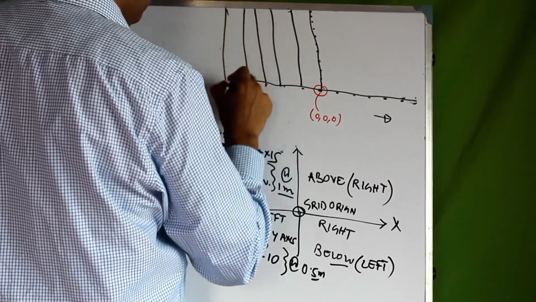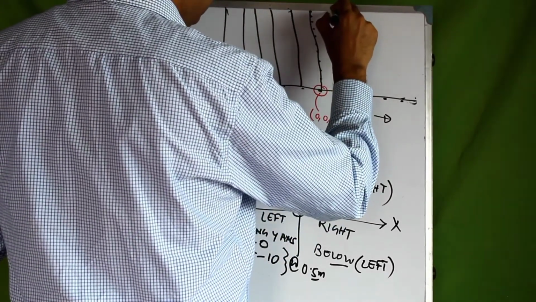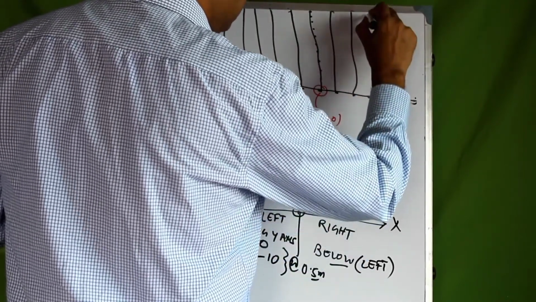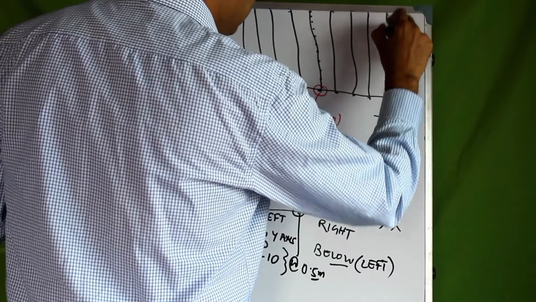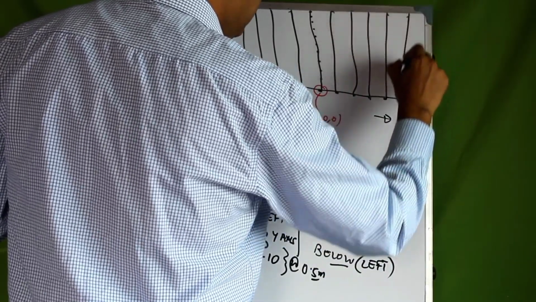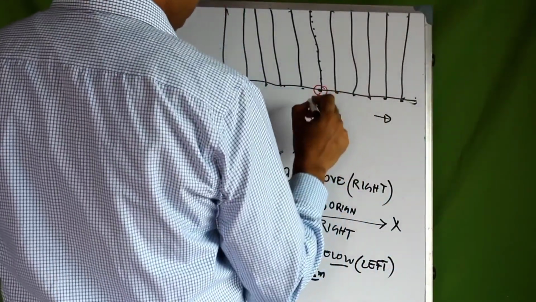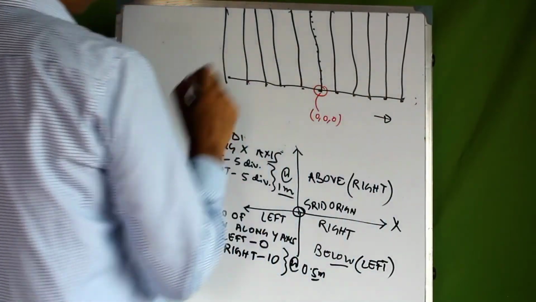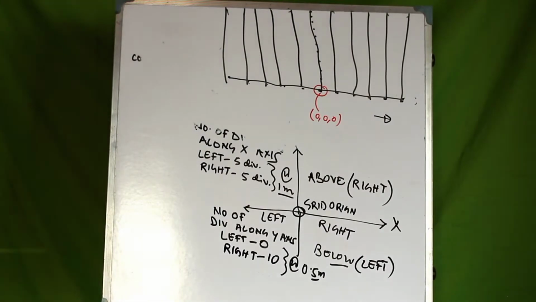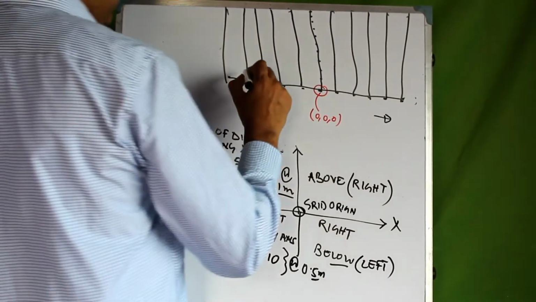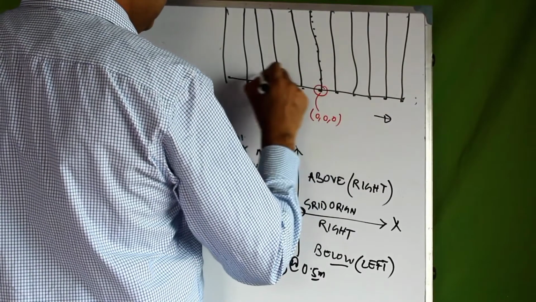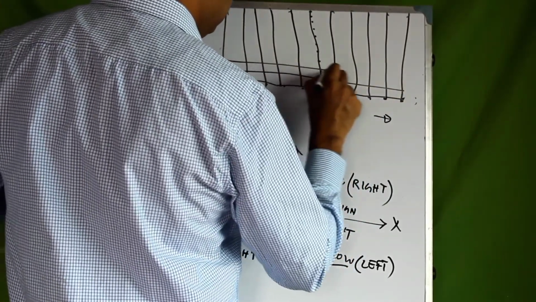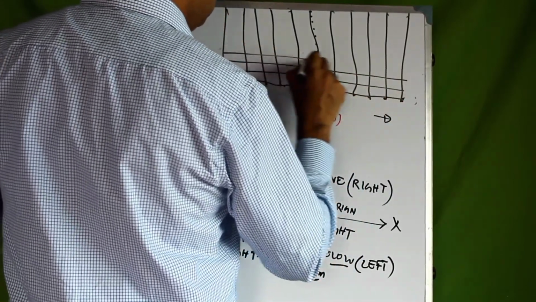You have to remember what a grid is, by the way. The grid is nothing but imaginary lines. These are not actual lines. These are imaginary lines that are defined to help us create the model. And these will be the horizontal lines, right? So, these will be the horizontal lines like this. So, this is how the grid would look.